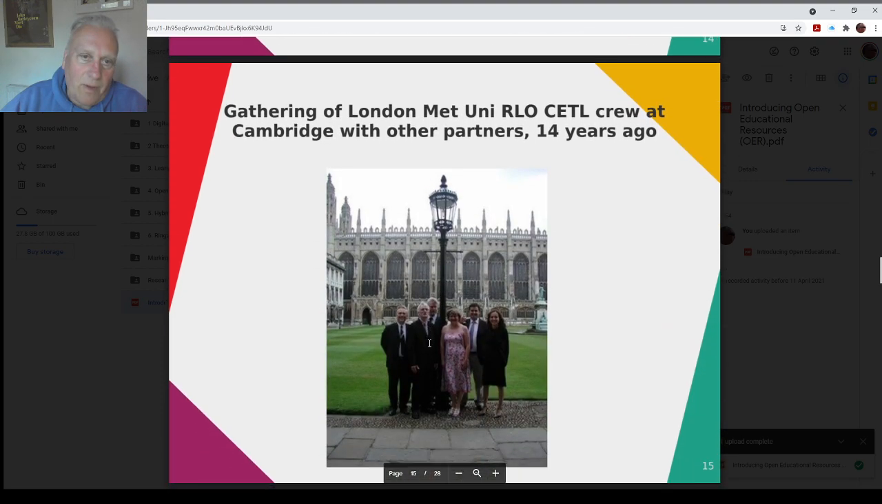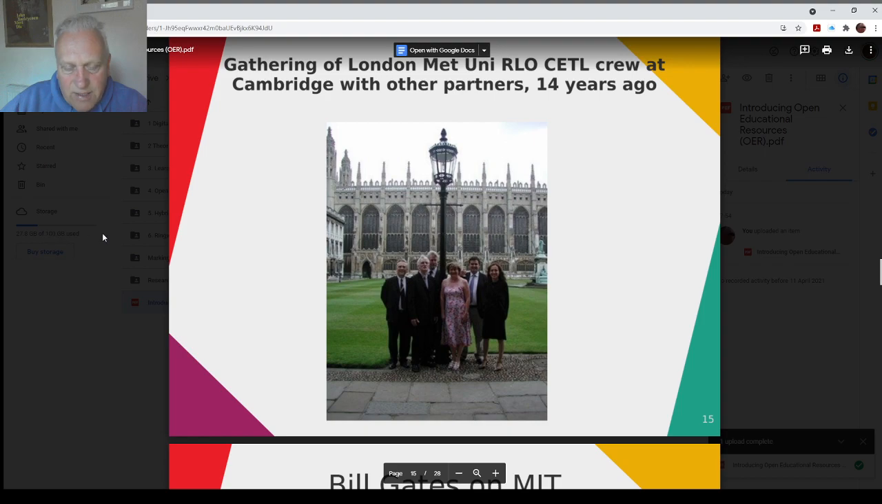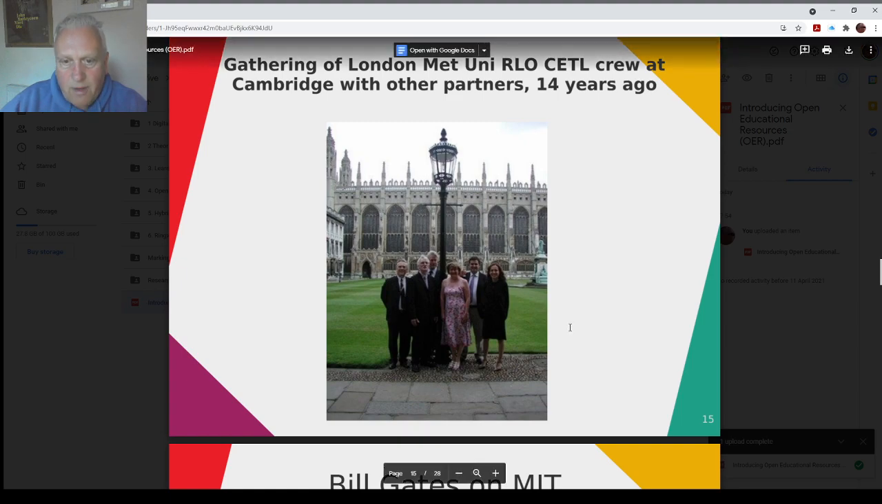And here's, 14 years ago, this is the first time I was ever tagged on Facebook by my friend and colleague Debbie Holly, and there's me and some of my colleagues down at the college in Cambridge before dinner. I don't usually dress that smart.